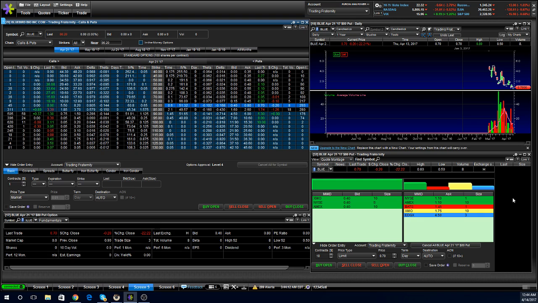The best thing to rely on here is the tape, seeing the active transactions that go through. Because what I tell people is that level 2, these are all hypothetical. This is like eBay. These are all simply just offers.